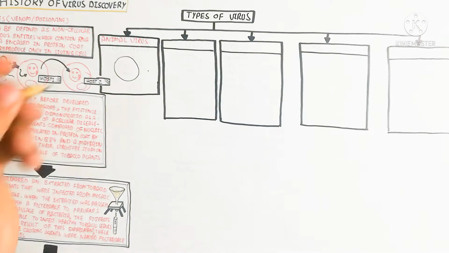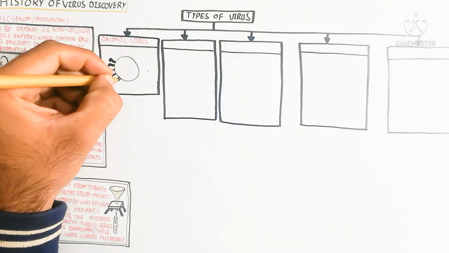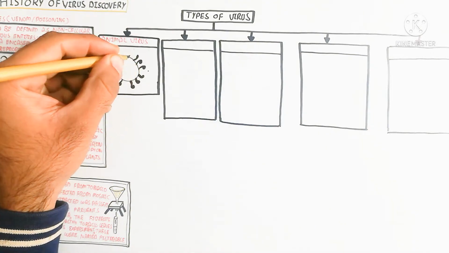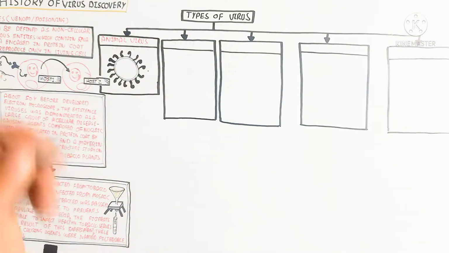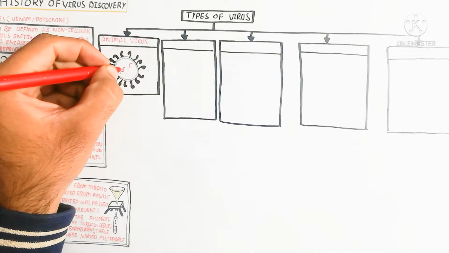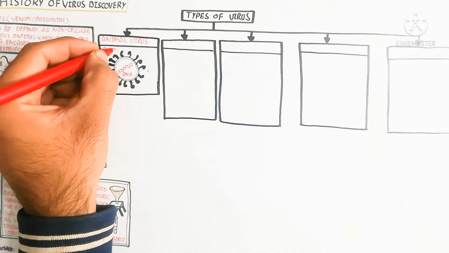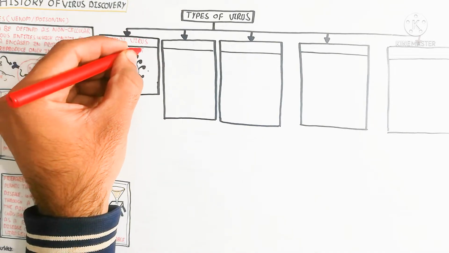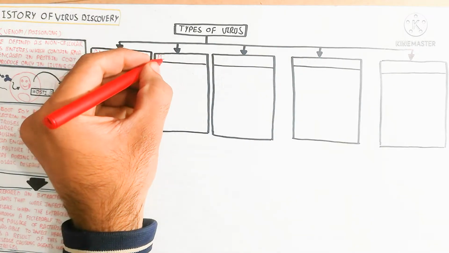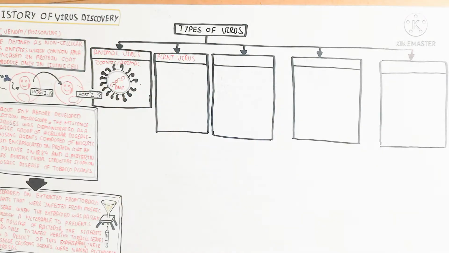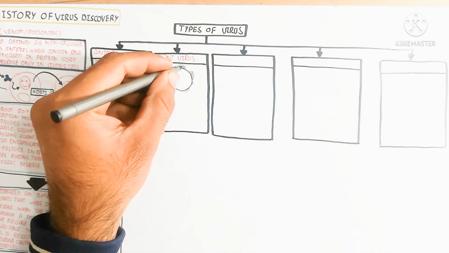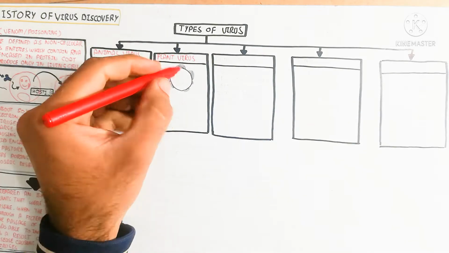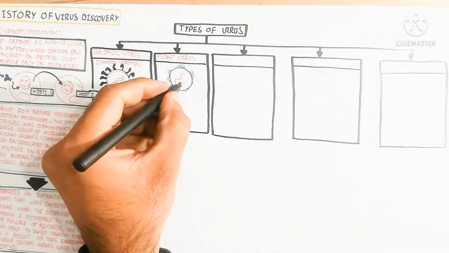So first of all, the animal virus. It is also a zoonotic virus because it can be transmitted from animal to human, like coronavirus, COVID-19. It has double-stranded or single-stranded RNA, and the structure contains a spike protein. The HIV virus is also a type of animal virus, but basically HIV is a retrovirus, though it looks like that.